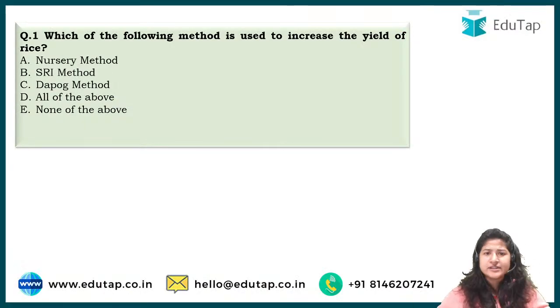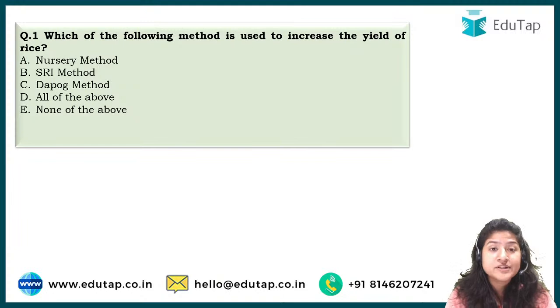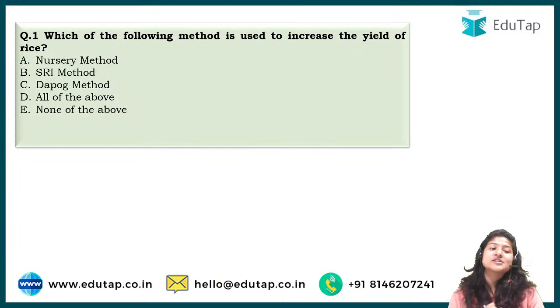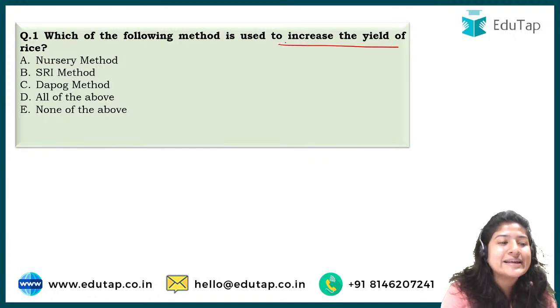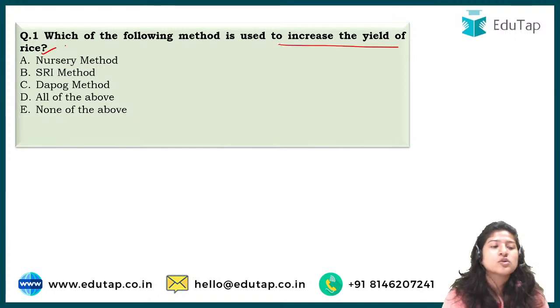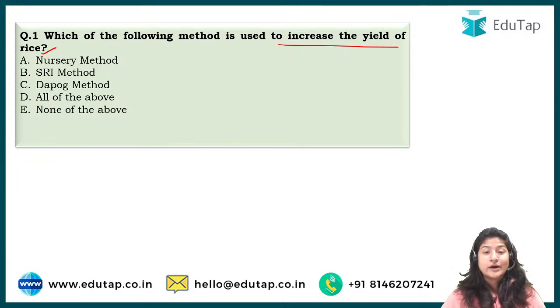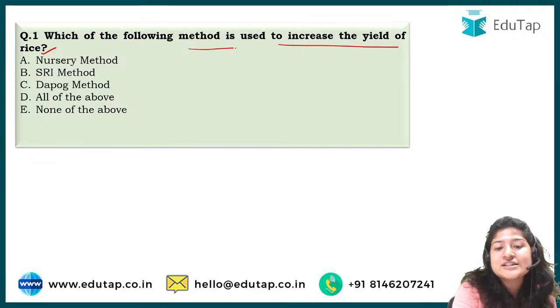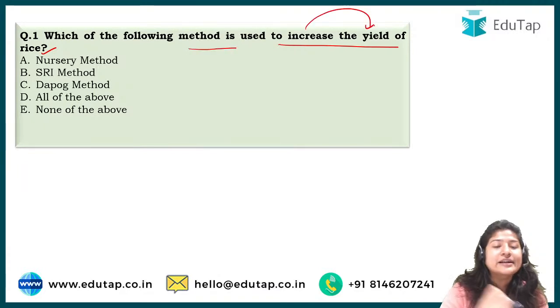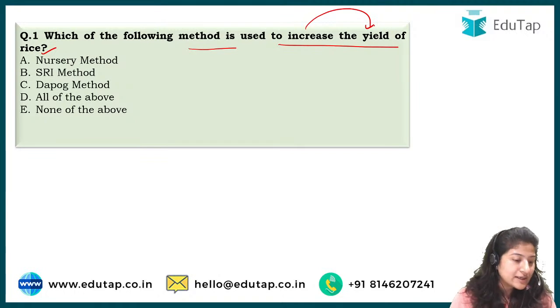So well, let's start with the chapter. We don't have to go much into other things, right? So the first question says, which of the following methods is used to increase the yield of rice? See, all these are methods of rice. One hint I have given you, but you have to tell me which particular method is used to increase the yield.